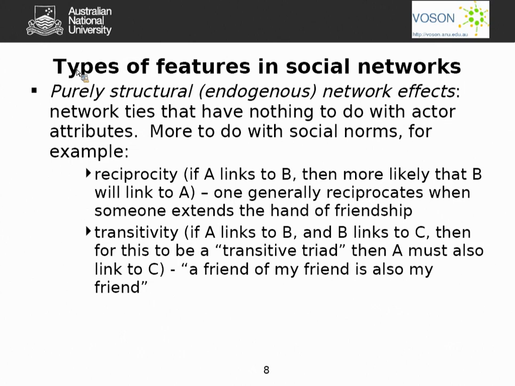If I'm at a party and I go up to someone and hold out the hand of friendship and introduce myself, more than likely they're going to extend their hand as well and accept the hand of friendship, simply because that's the thing to do. It's got nothing to do with my attributes or that person's attributes. It's a social norm. Another example of a purely structural network effect is transitivity. That's the idea that a friend of my friend is my friend as well, so there's a tendency for there to be transitive closure. Or an enemy of my enemy is my friend. That's another variant of transitivity.